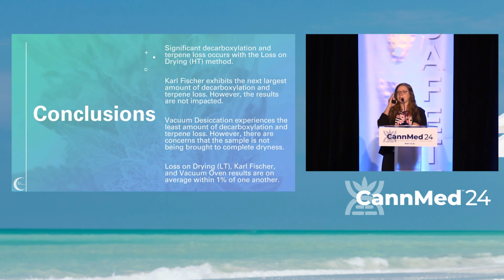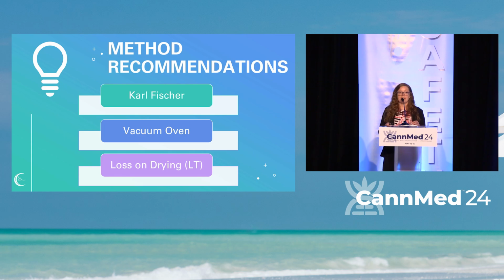And I think that this is really impactful for the cannabis industry, not only because we're limiting the decarboxylation and the terpene loss, but it also gives us a way to make method recommendations for what people should be utilizing in the industry. And so ultimately, the final takeaways are that laboratories should be using something like Karl Fischer, the vacuum oven, or the loss on drying at low temperature when looking at moisture content.